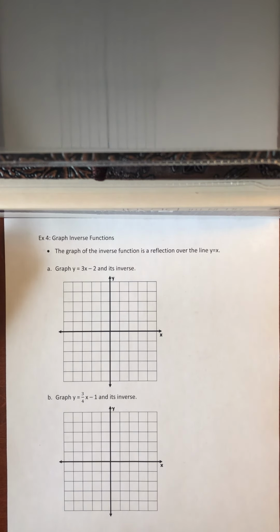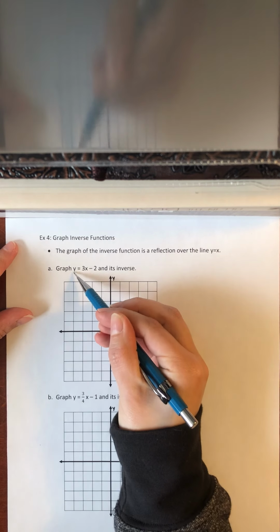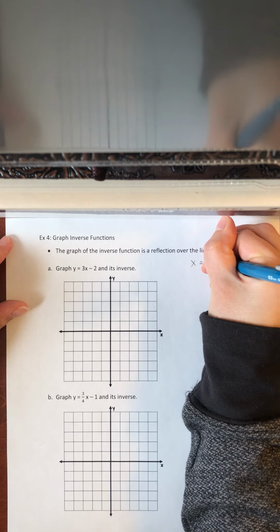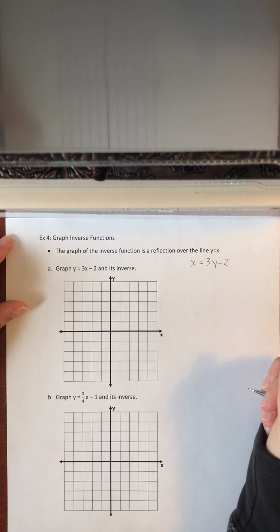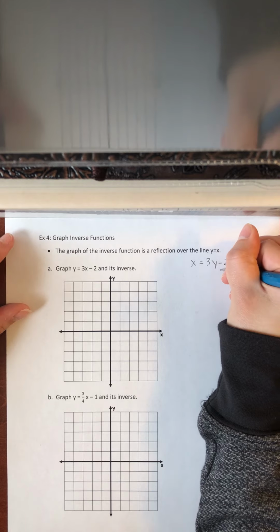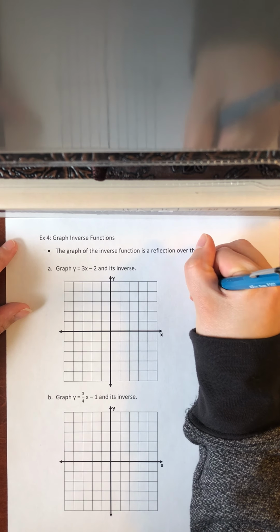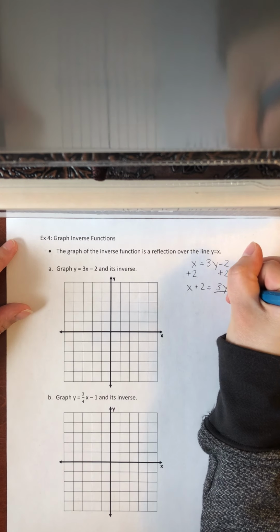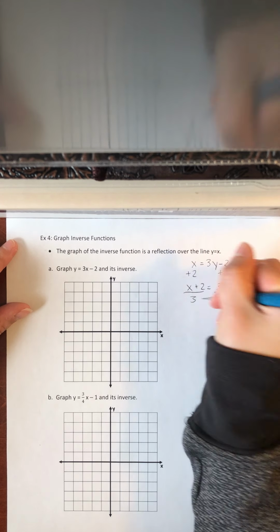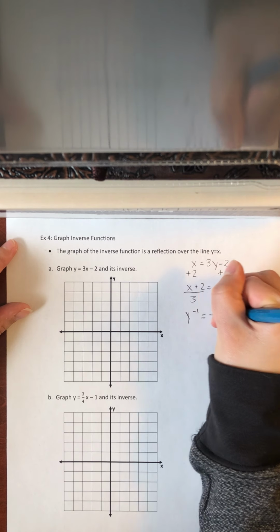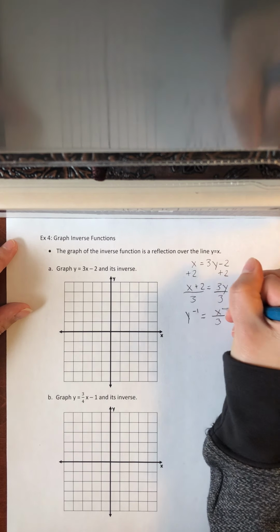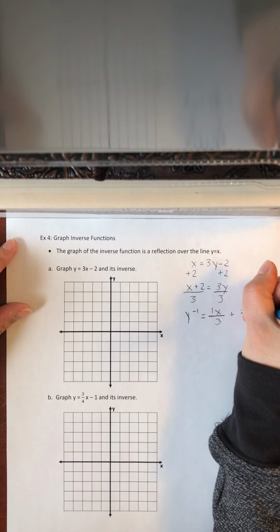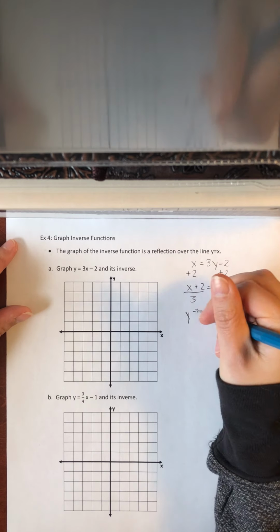So what I'm going to do over here is substitute x in for your y and substitute y in for x. So now you have x equals 3y minus 2. Now solving for y, add 2, x plus 2 equals 3y. Divide by 3. So now we have y inverse equals x over 3. Remember, that's 1/3 x. You could put the 1/3 there if that helps you. Plus 2/3. Okay?